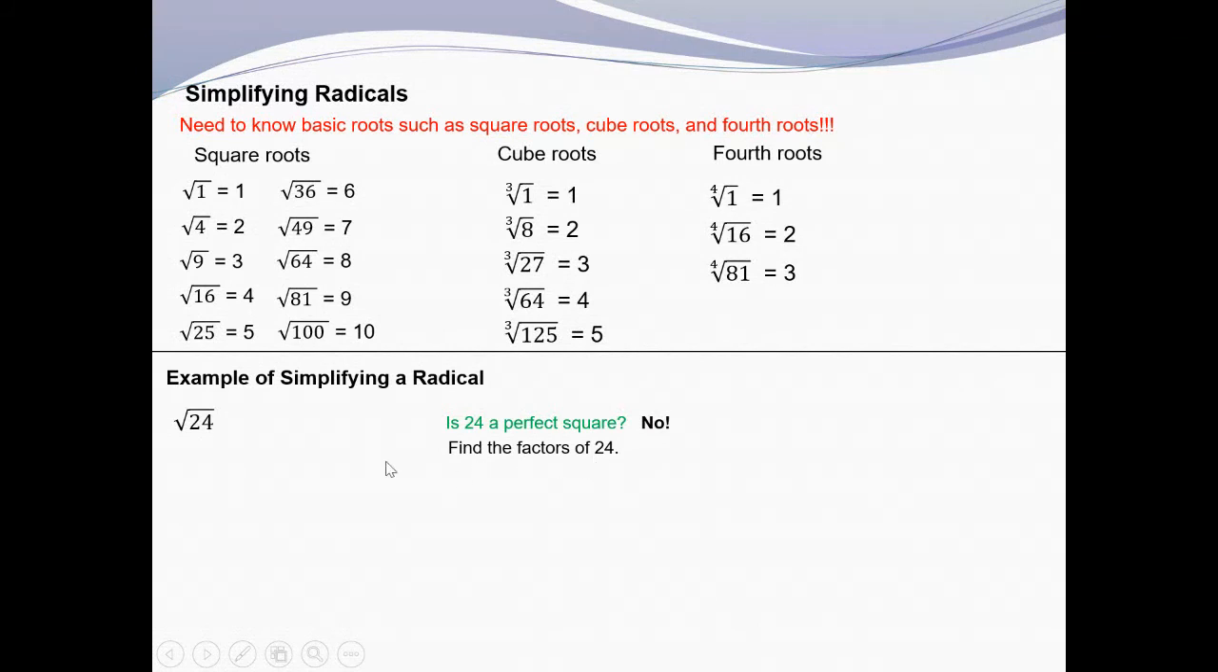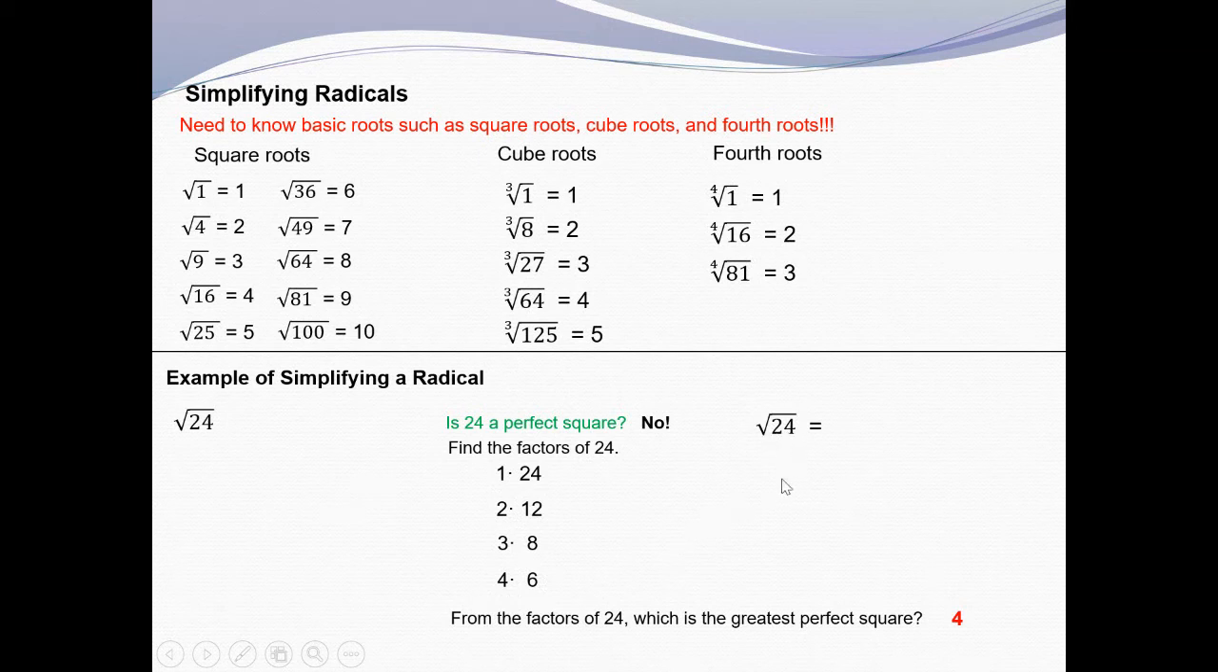So then let's find the factors of 24. How can I get 24? But let's go in order: 1 times 24, 2 times 12, 3 times 8, and 4 times 6. From all these factors, guys, which one is the greatest perfect square? If you notice, it's going to be 4. Right? So this is the combo that I'm going to use.